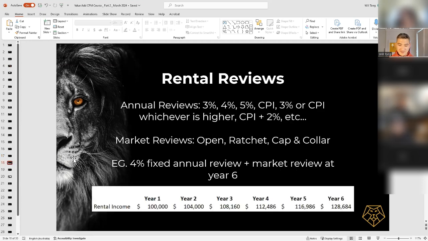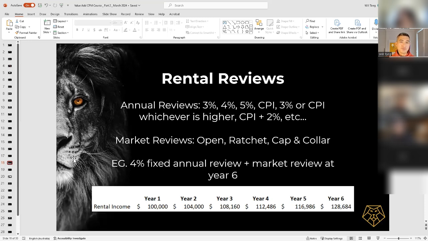So rental review is basically what's the annual increase in the rent, or what the market review is when the lease option becomes available. So the rental reviews could be fixed percentages, like 2%, 3%, 4%, 5%. It could be CPI, just inflation, or it could be a hybrid. Maybe it's a 3% or CPI, whichever is higher, or it could be maybe CPI plus 2%, etc. So there's no fixed rule on how you structure the annual rent reviews.